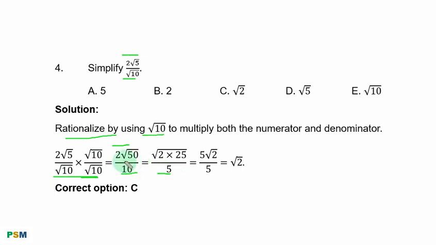Now, in 50, 25 is a perfect square. So you write 50 as 2 times 25. The square root of 25 is 5. Then you have root 2 divided by 5. 5 cancel 5. You are left with root 2. The correct option is C.